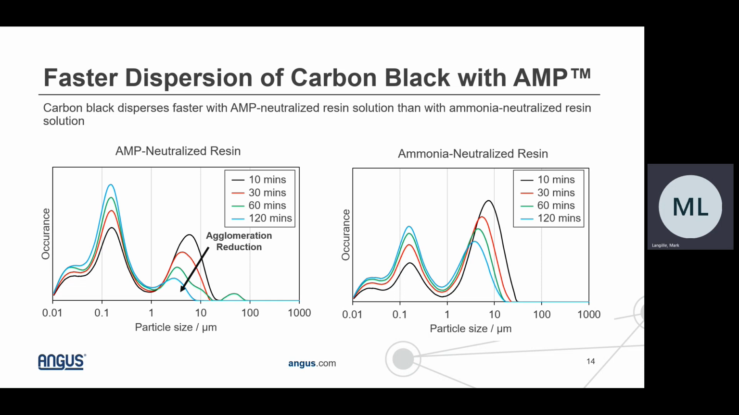If you look at the graph on the left, this is the particle size progression of the AMP containing ink. And you notice that the peaks on the far right, which correspond to large carbon black agglomerates, are decreasing with time. And so if you then compare that to the graph on the right, this is the ammonia-containing ink, and the particle size reduction occurs much more slowly. There's even a fairly significant difference, even just within the initial 10 minutes of grinding, where AMP is showing a much quicker decrease in the number of agglomerates that are seen.